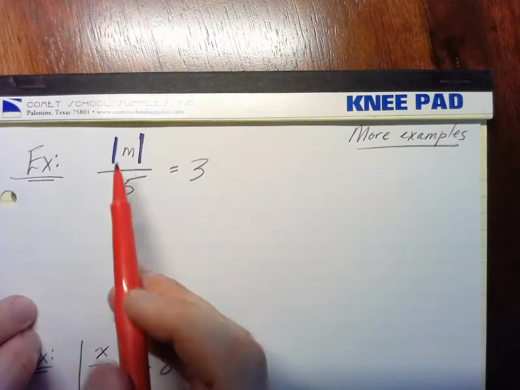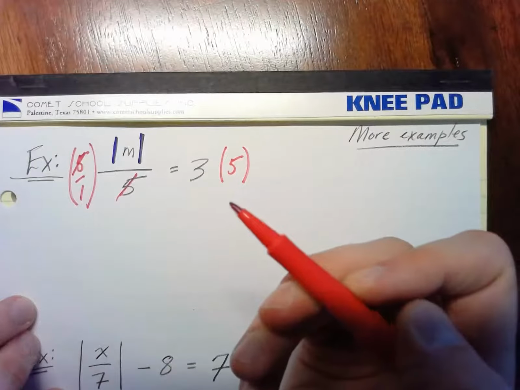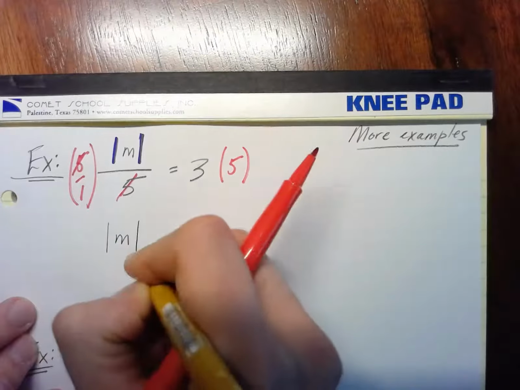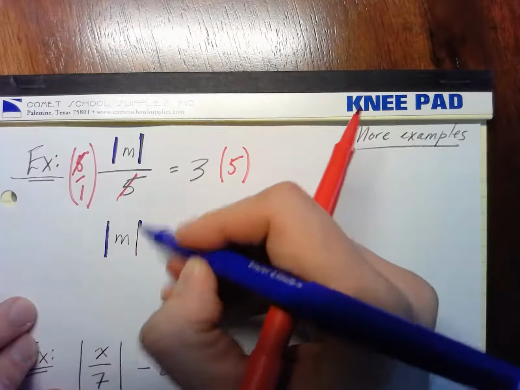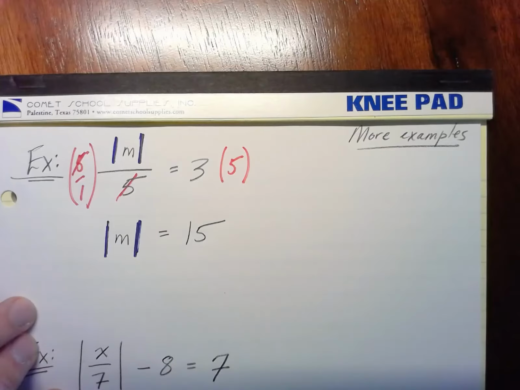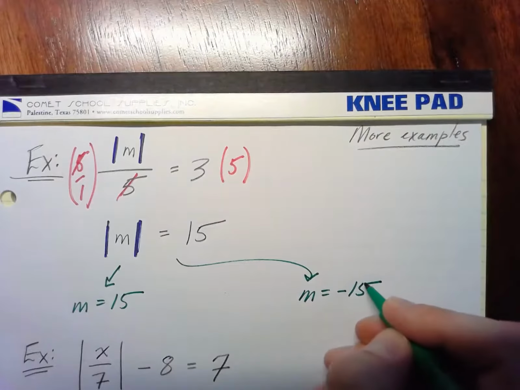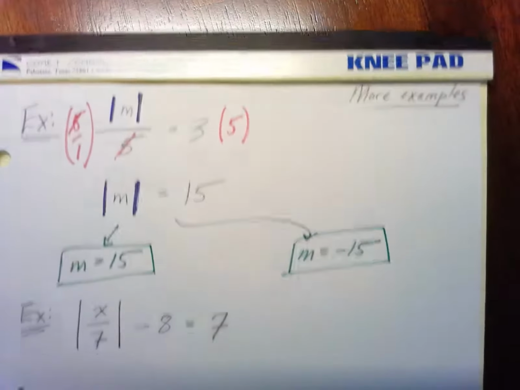So here I need to multiply by 5 and multiply by 5. And of course, this 5 and this 5 are going to cancel, which is why we're doing it. And so I'm getting the absolute value of m equals 15. And now I have the absolute value by itself, so I can split into my two cases. I can say m equals 15 and m equals negative 15. I've already got the answers here. I don't have to do anything else to that problem.